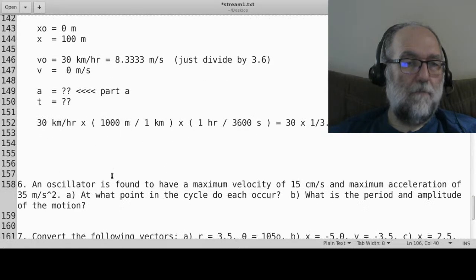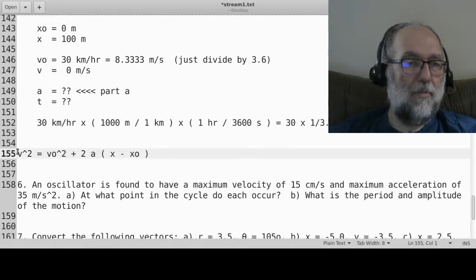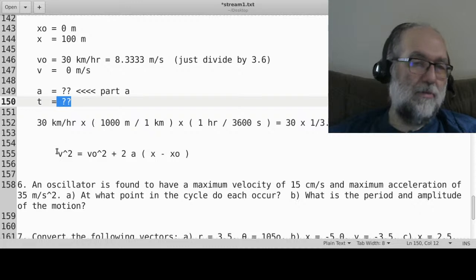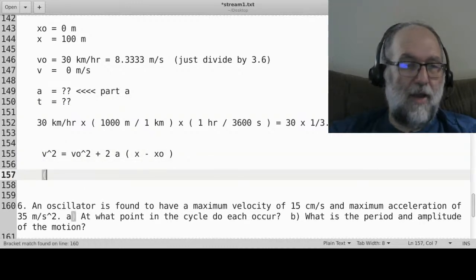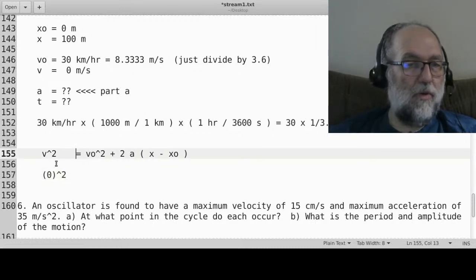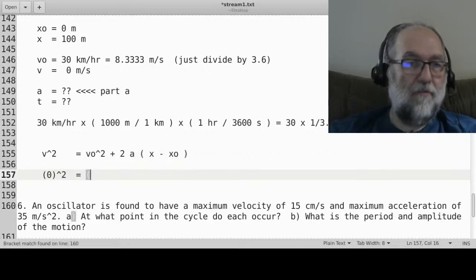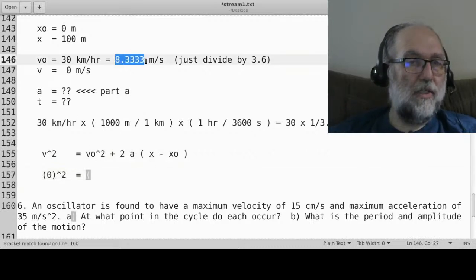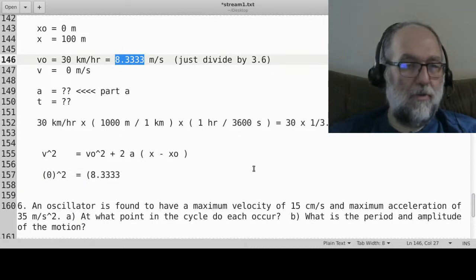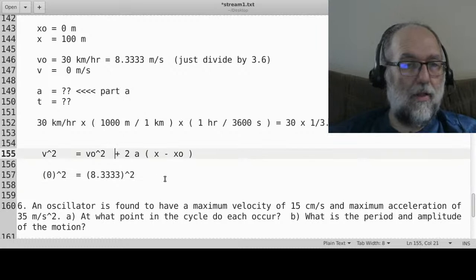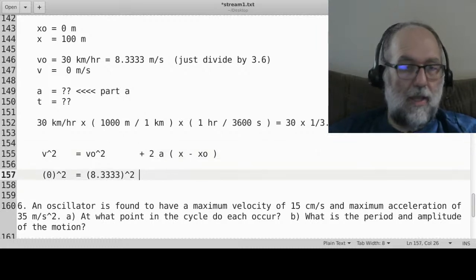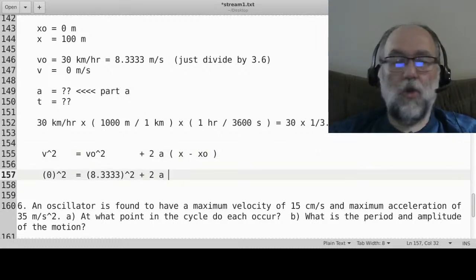Over here, you use number 3 because it's the only one that doesn't have time. And then substituting in, the final velocity is 0 squared. So there's v squared right there. That's going to equal v naught, which in MKS is 8.3333333 squared like that, plus 2 times, we don't know a.